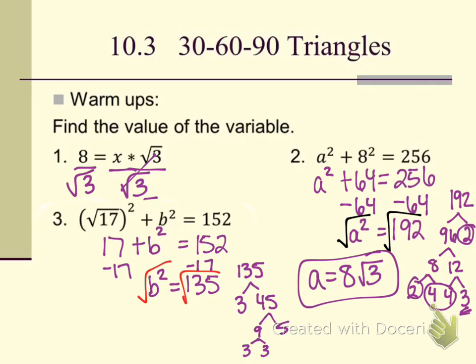What do I have a pair of? What's alone? The 5 and the other 3. So I would rewrite this as B equals 3 root 15. Good. If anything else is alone, you multiply them back together. So the 3 and the 5 got multiplied back together to give us 15.